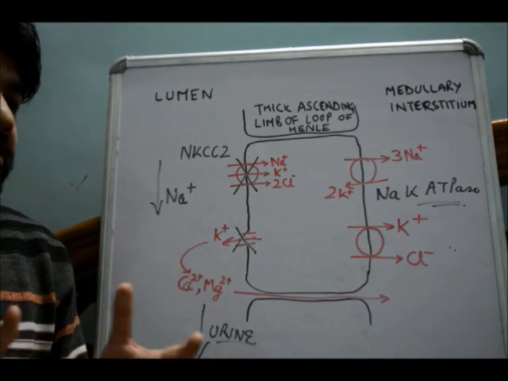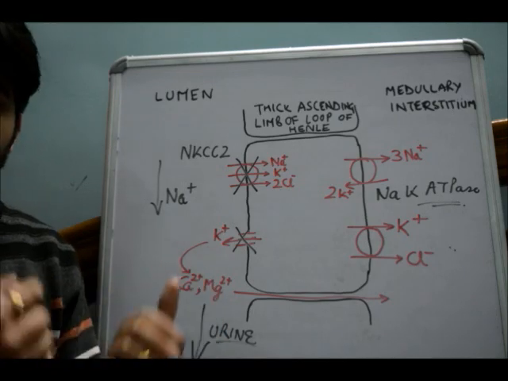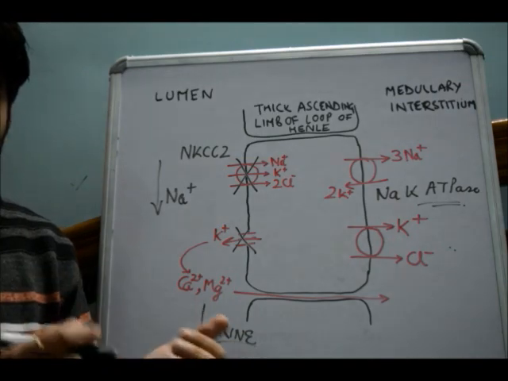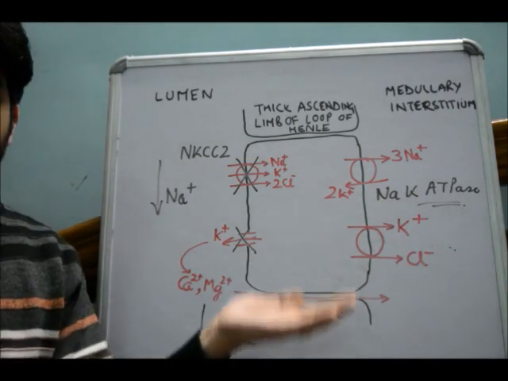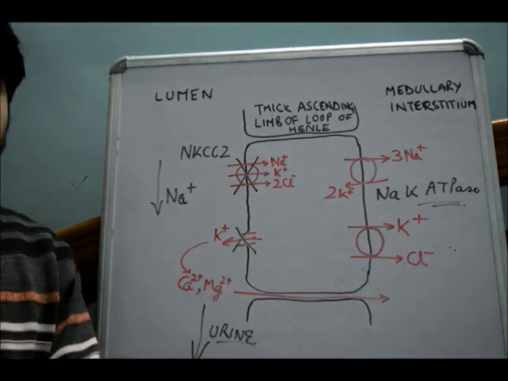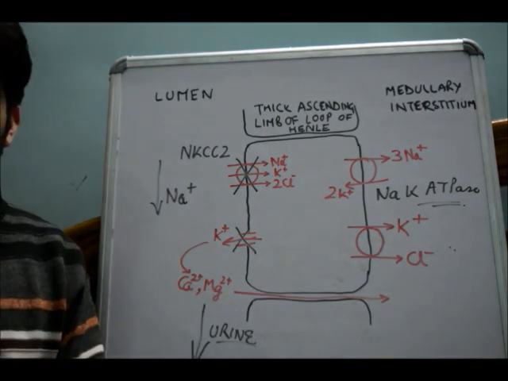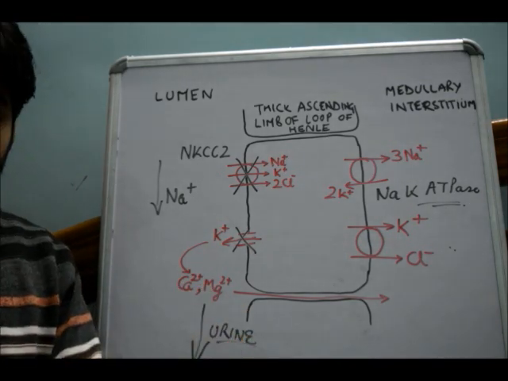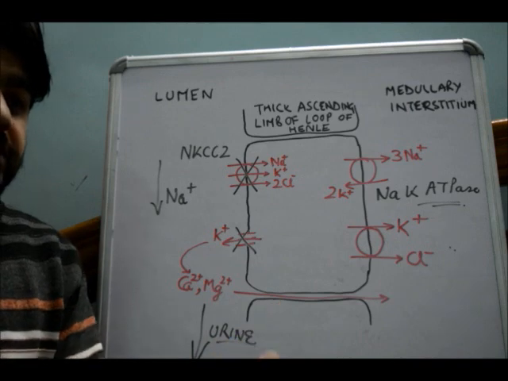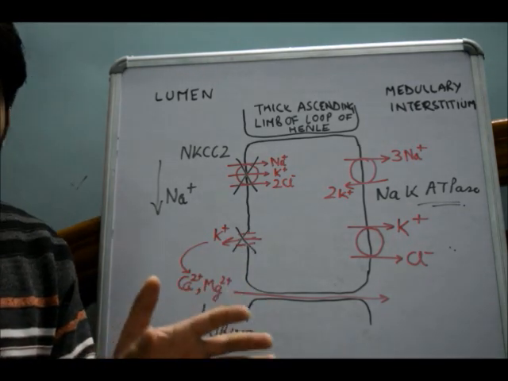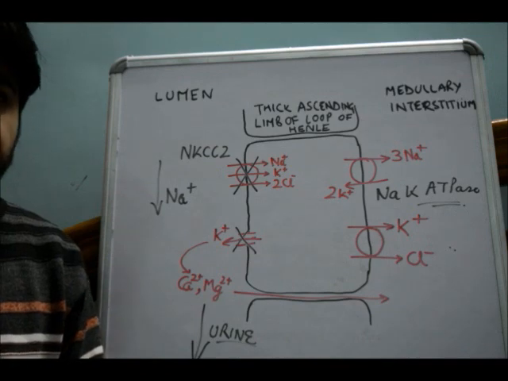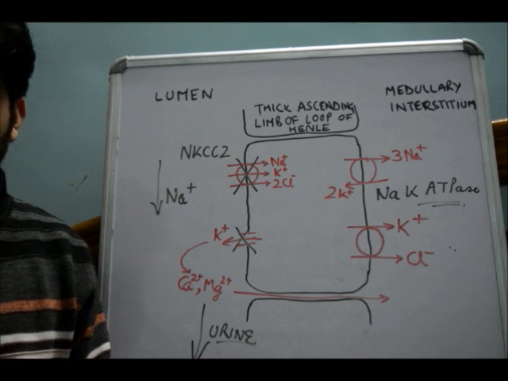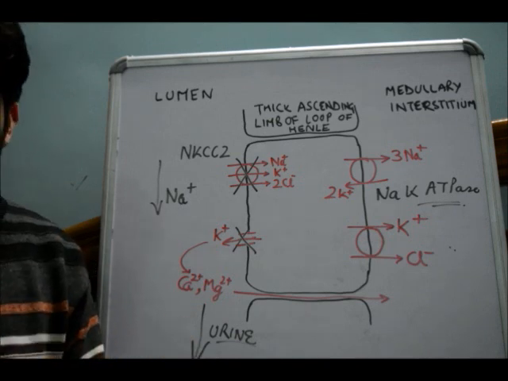Means as many electrolytes and waste materials as you have to lose, if they are lost isosmotically, that means having the same osmolarity as that of the plasma, whatever additional water is presented along with that is called free water clearance. Whenever the water content is more than what is required to excrete those waste products isosmotically, that would be called a positive free water clearance, and that will happen whenever the urine is dilute.